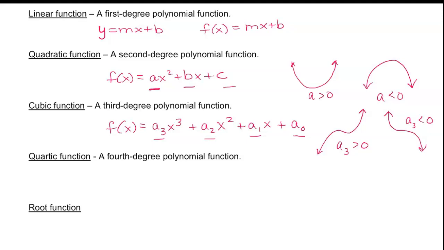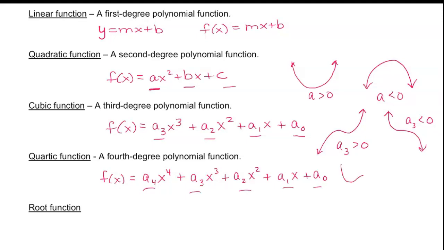We would continue this pattern with a fourth degree polynomial. You call that a quartic. F of x equals a sub 4 x to the fourth plus a sub 3 x to the third plus a sub 2 x to the second plus a sub 1 x plus a sub 0. So each of these coefficients does play a role in how the graph looks, but the basic graph of a fourth degree polynomial is that of a W or an M.